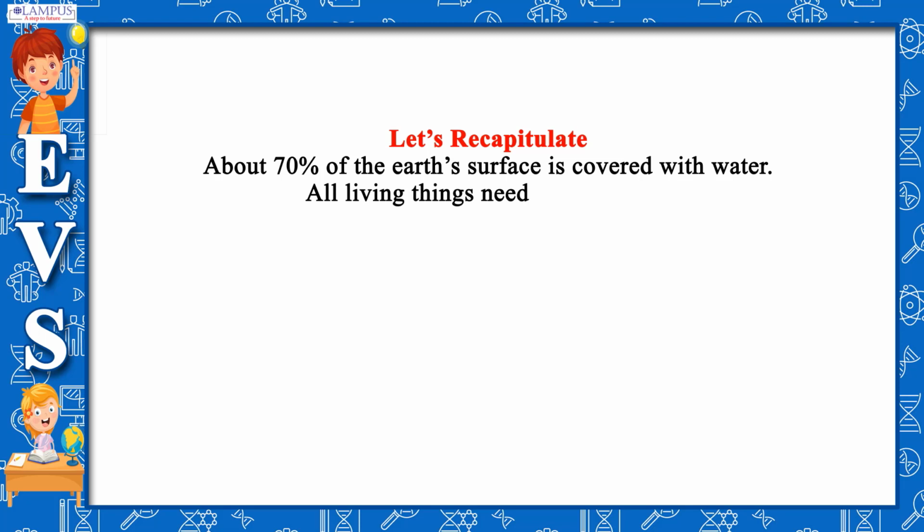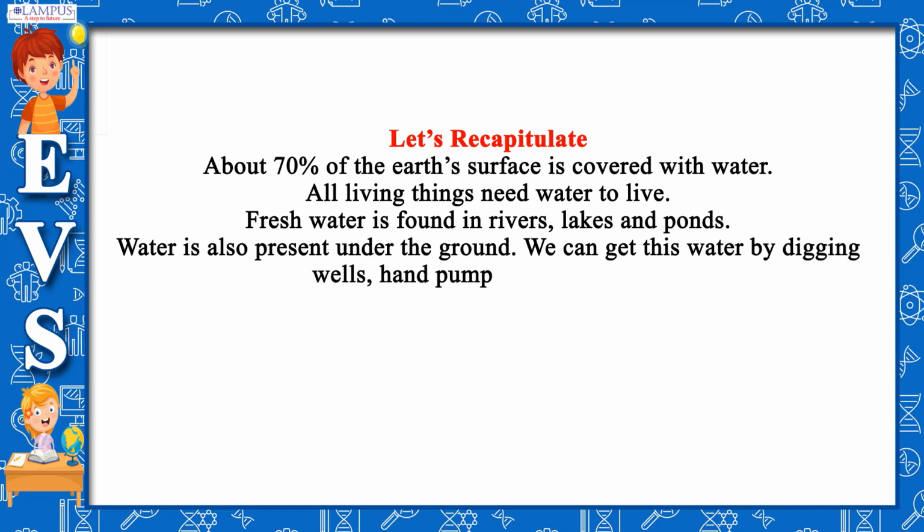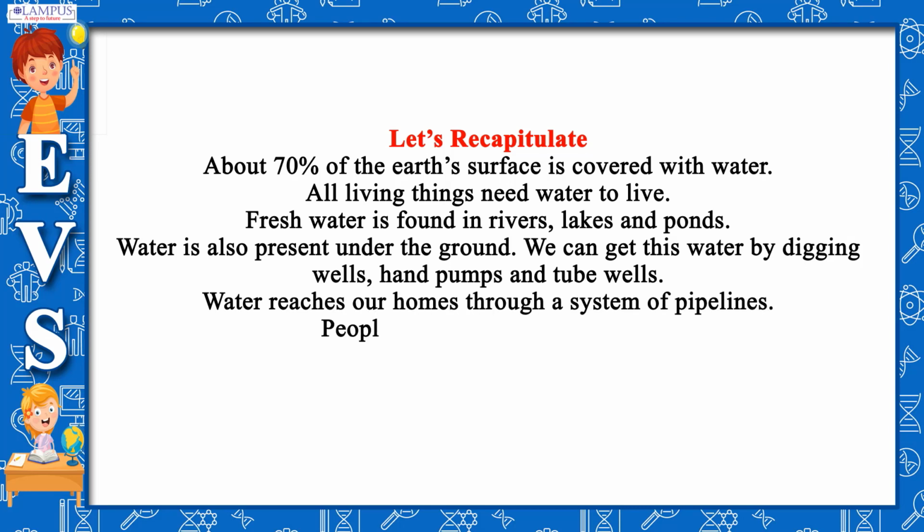All living things need water to live. Fresh water is found in rivers, lakes and ponds. Water is also present under the ground. We can get this water by digging wells, hand pumps and tube wells. Water reaches our homes through a system of pipelines.